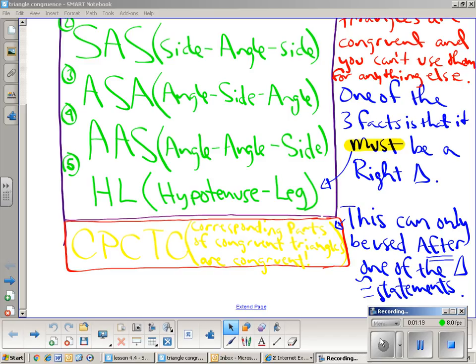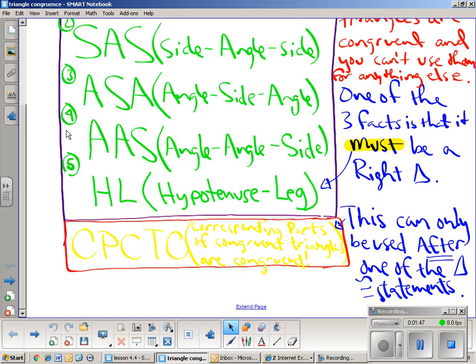And here's a little hint right here that we need to remember. The CPCTC can only be used in a proof after one of these statements. After one of these over here. Okay? It can only be used after one of the triangle congruent statements.